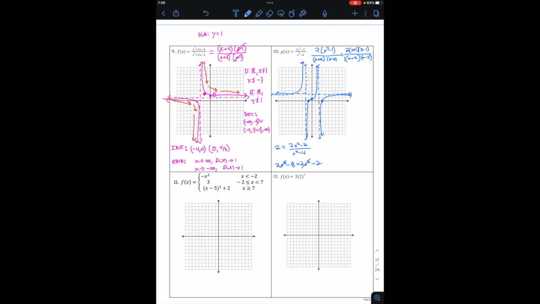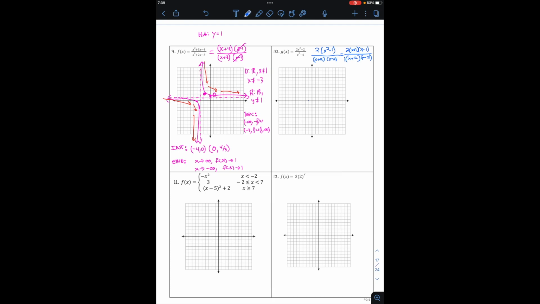Oh, wonderful. Okay, we're just going to cut that. Okay, so cut all that, that's fine.